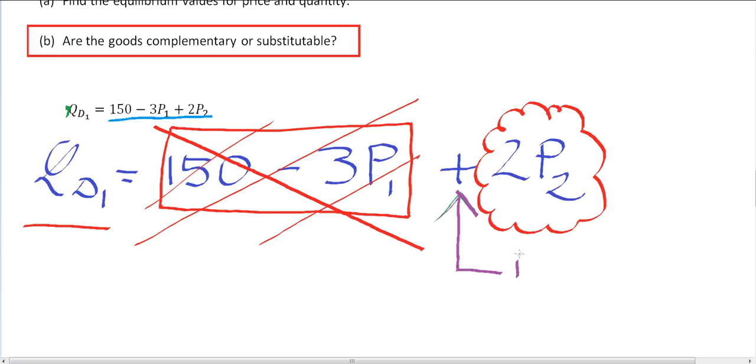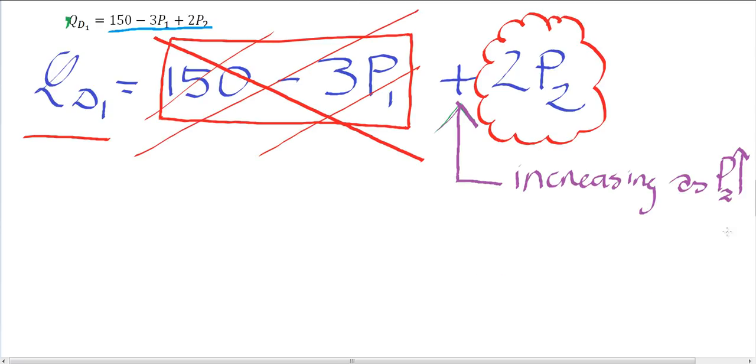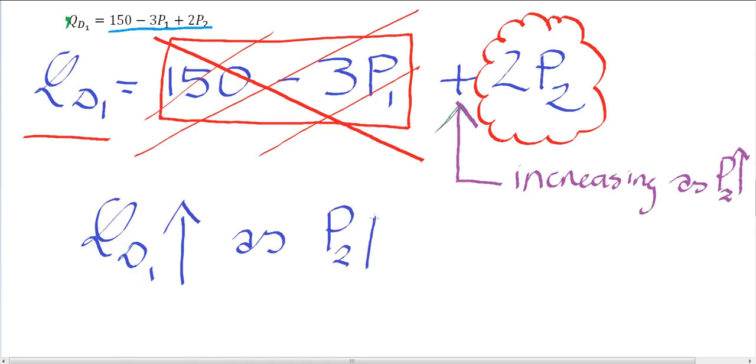So the plus means increasing as P2 goes up. I'll put an arrow up. So overall, we can say that QD1 increases, and I'll draw an up arrow as P2 increases, okay?